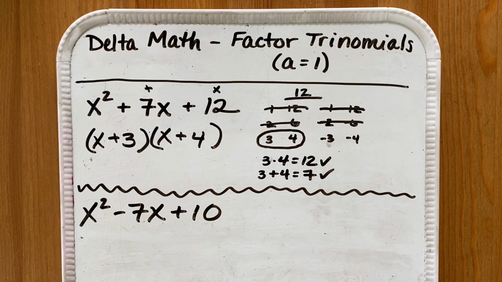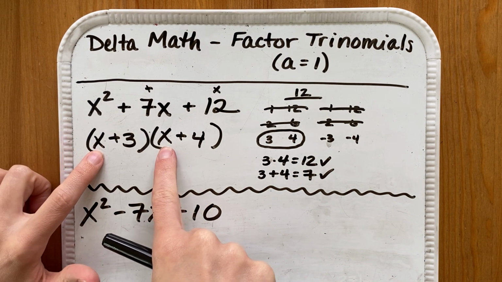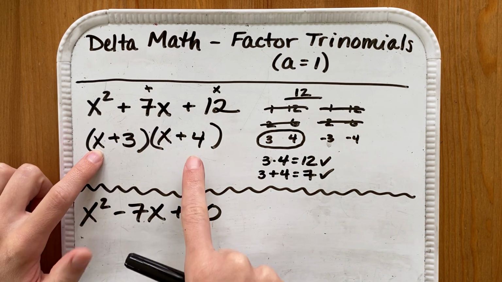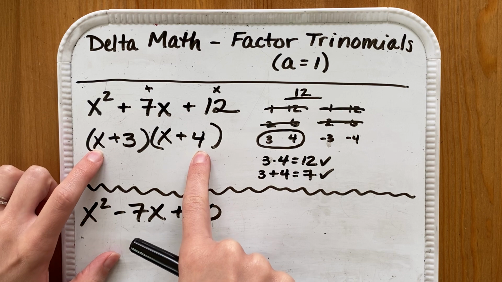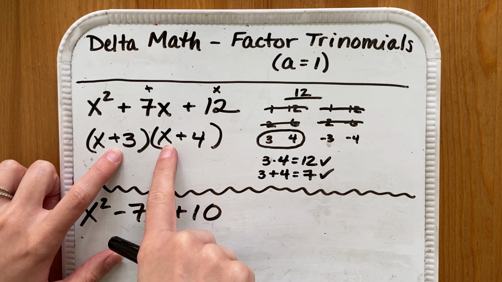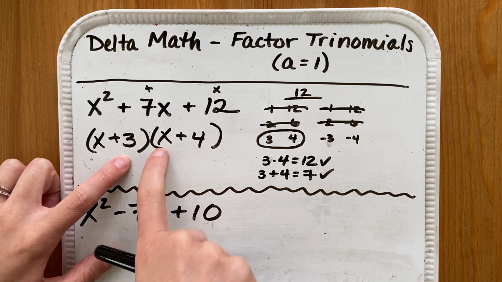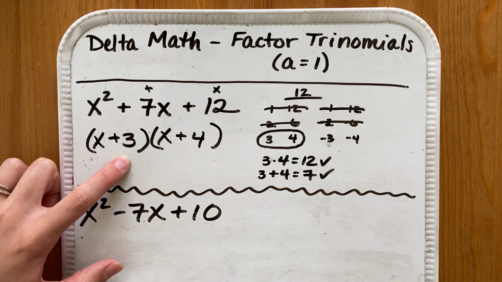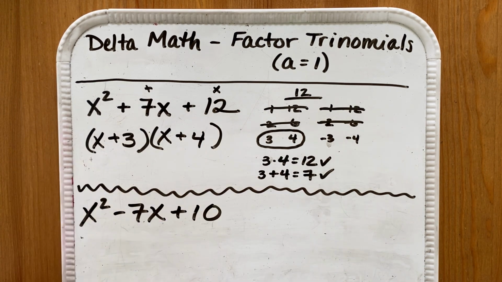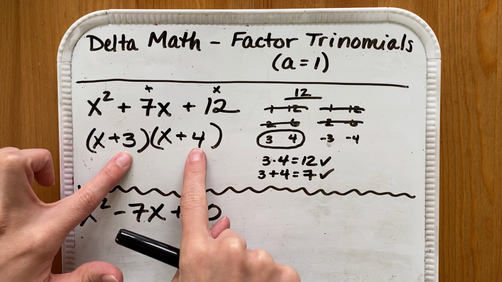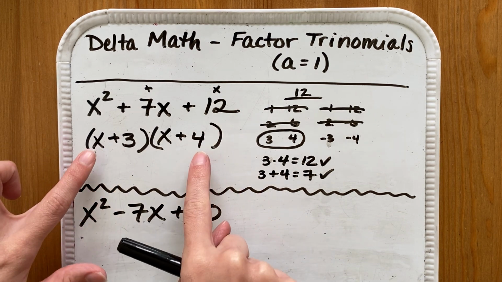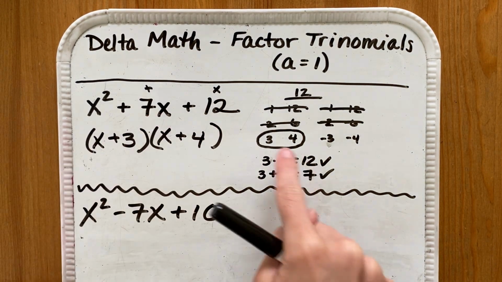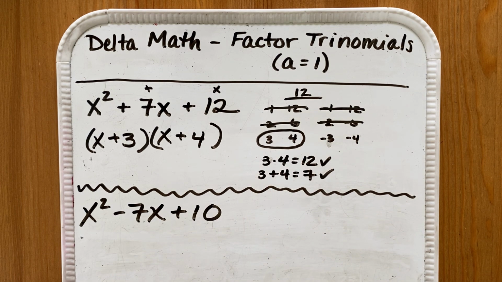Now I could switch them. I could say x plus 4 and x plus 3. It would not change my answer. To check, you can FOIL these. You can multiply it back through, and just to make sure, x times x gives us x squared. X times 4 is 4x plus 3 times x, which is 3x. 4x plus 3x will make 7x, so that's good. And 3 times 4 is going to make 12. You can see where the 3 times 4 happens to give us 12, and the 4x and the 3x add to give us 7, which is why we're looking for this particular combination.